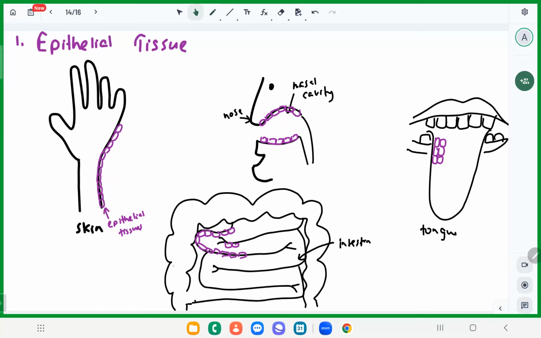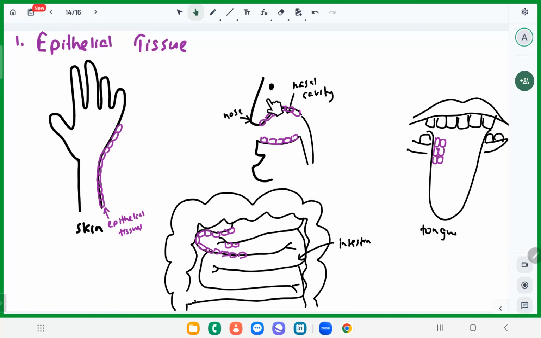So what are the functions of this epithelial tissue? Of course, like I told you, by being there, epithelial tissue definitely provides protection. You see, this epithelial tissue is lining up the free surfaces, right? The external surfaces, like on the skin and the tongue, and even the internal surfaces, right? Like in the nasal cavity or in the intestines. By being there, the epithelial tissue provides protection, all right? And in addition to protection, let's look at some other specific functions as well.